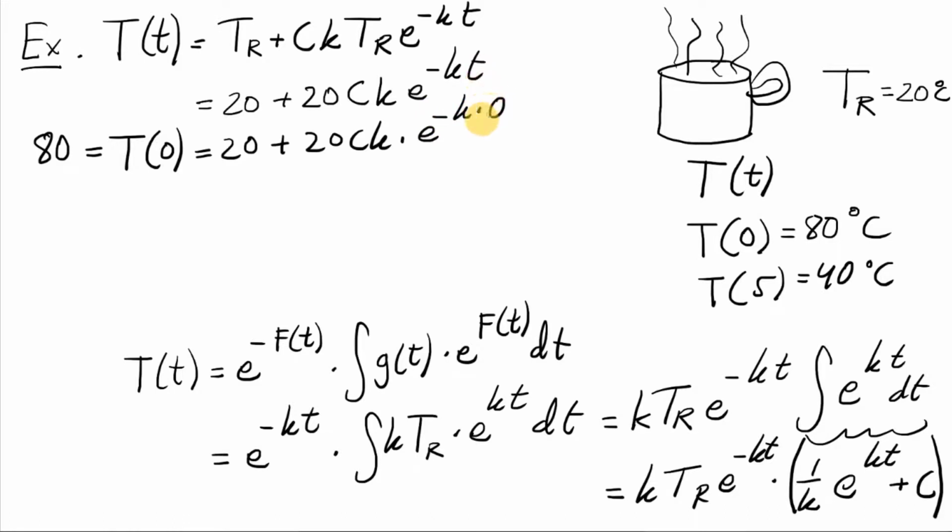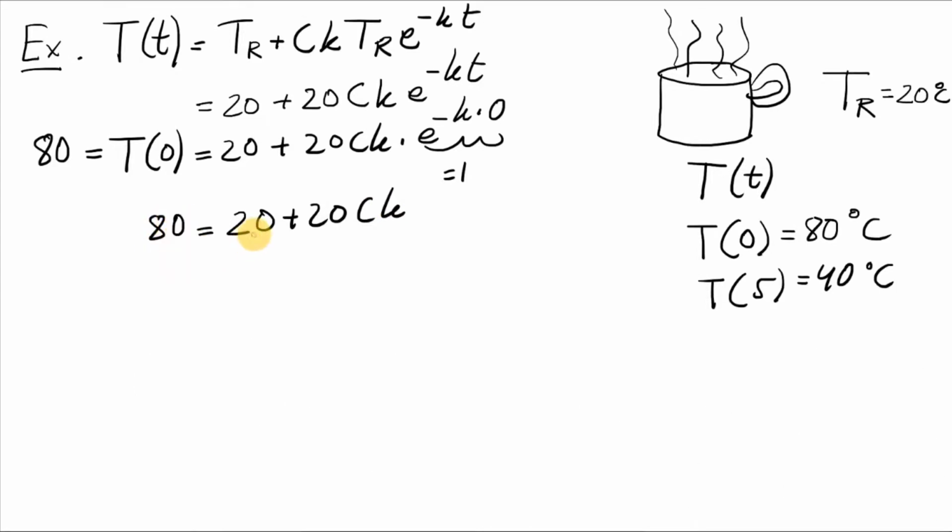And then we put 0 here. Then this just becomes 1. And if we subtract 20 on both sides, then we can solve for one of the unknown constants. So let's solve for C. So we just get this one.